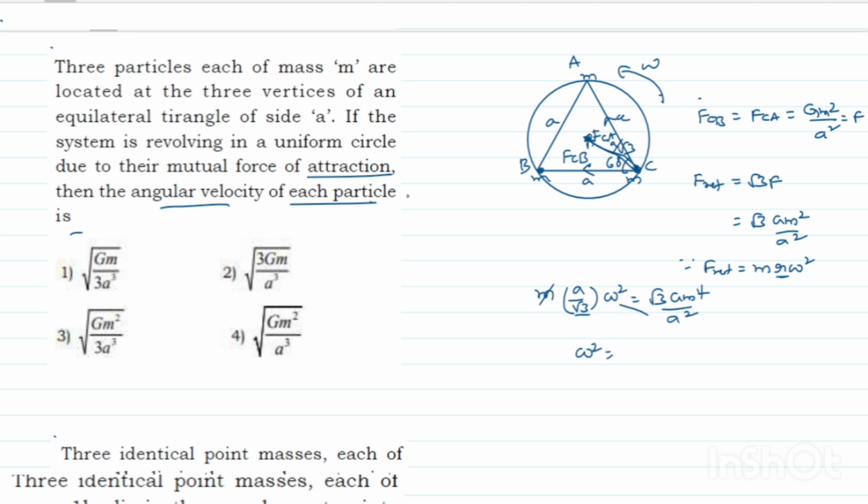Just cross multiply: root 3 into root 3 gives 3, into G m by a square into a gives a cube. Then omega will be the square root of 3 G m by a cube. So this is the answer: root of 3 G m by a cube.